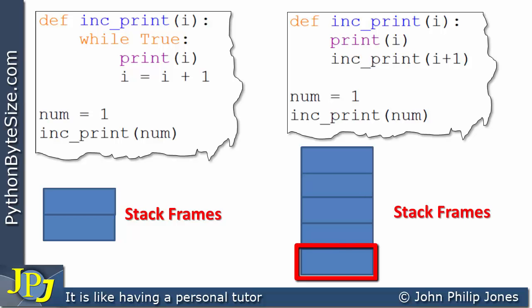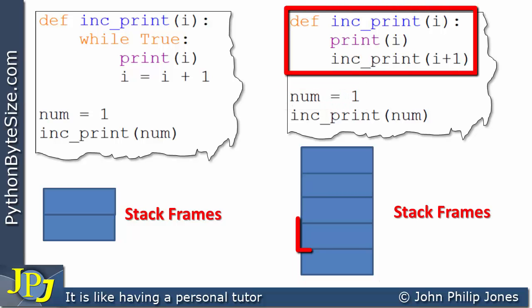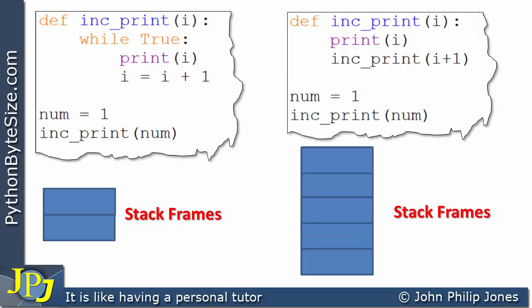So this one here is for this bit of the program, so this will have a variable set aside called NUM to store, in the case of the program here, 1. This will have memory set aside to hold the I, and this I in the case of this program would be 1. This stack frame will also have memory set aside for the variable I, and it will have the value of 2, and so on.